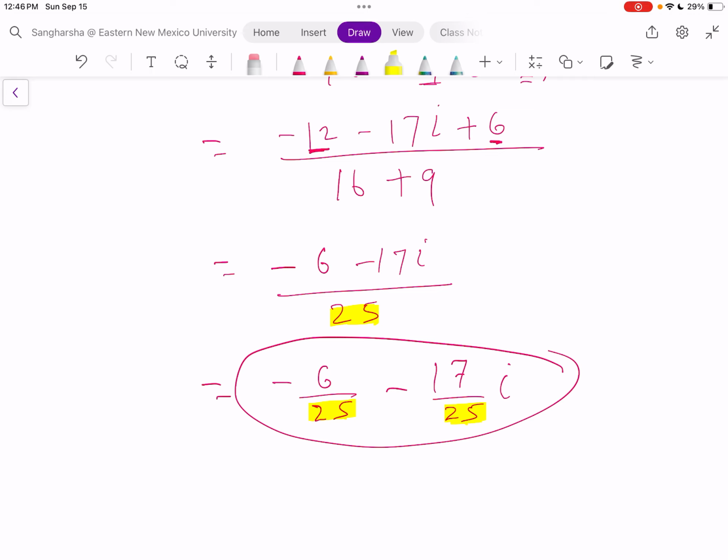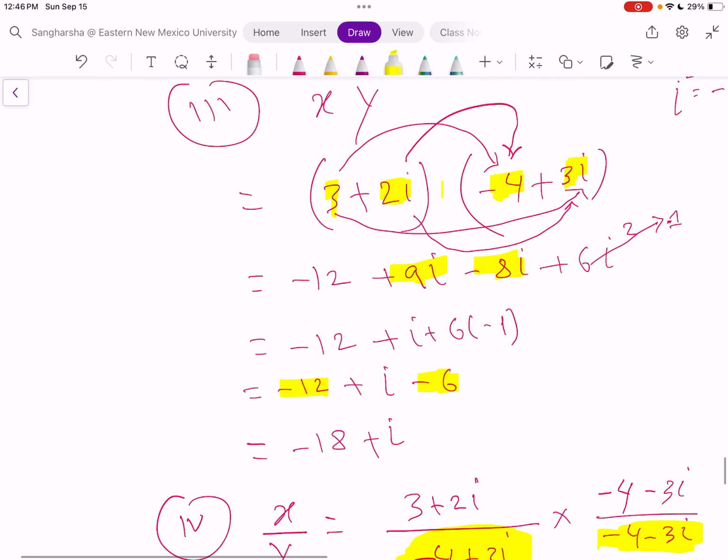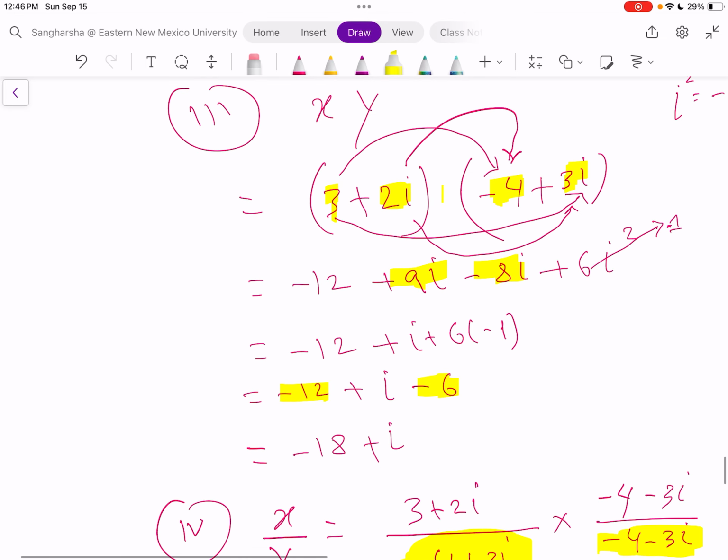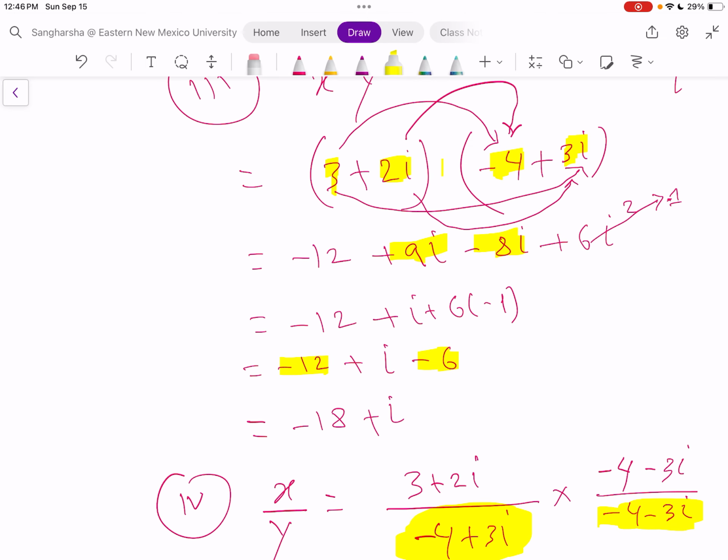Now the next we have number 38. No, let me double check, 33. So 35, 42, 44. Let's see what these are. 42, 44. Okay, let me do the remaining part in the next video.